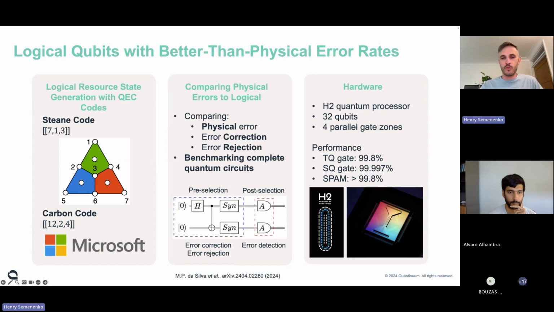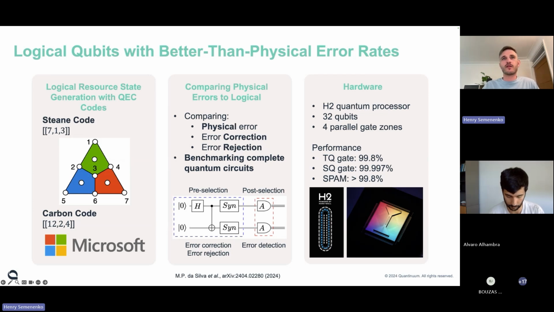And then the other code that will be studied is this carbon code that was developed by Microsoft. This uses 12 physical qubits, so in our case 12 ions, to encode 2 logical qubits. What this means is we get a distance 4 code, which can still correct single qubit errors. But it also allows us to detect possibly weight 2 errors, not necessarily correct them, but be able to identify that there was an error.